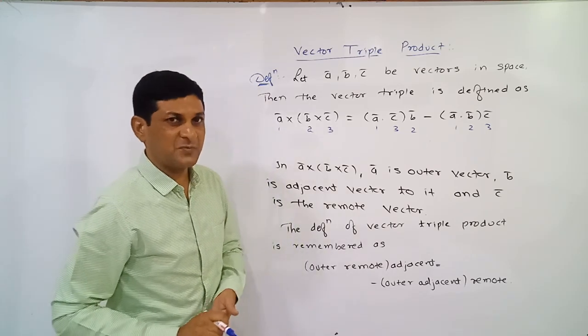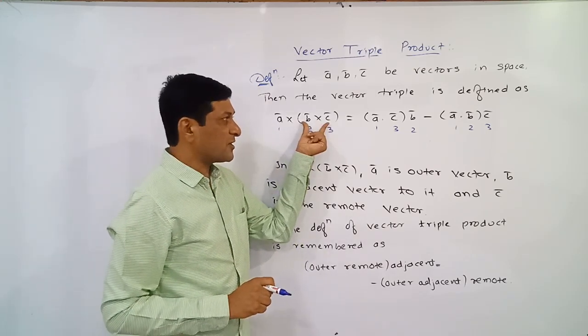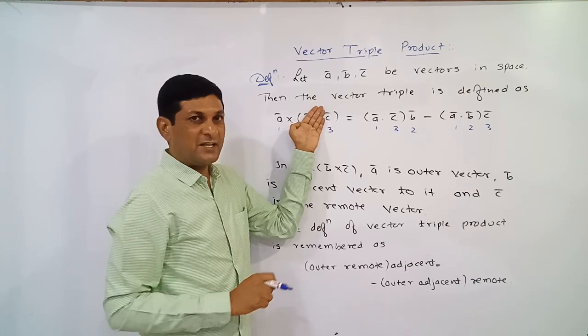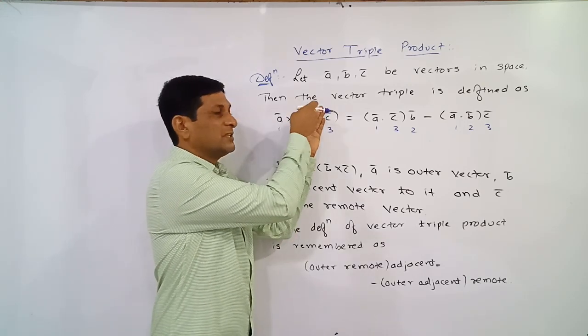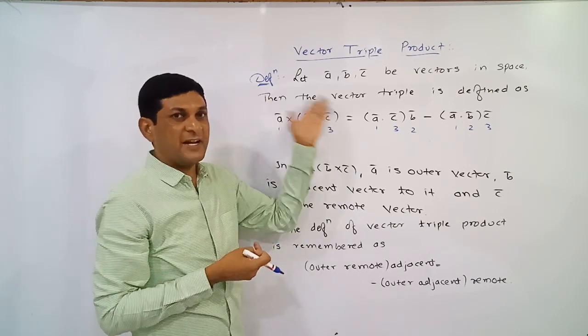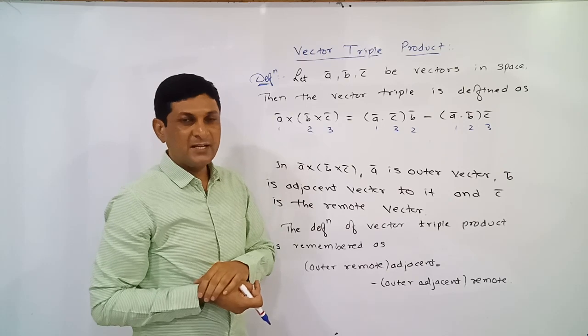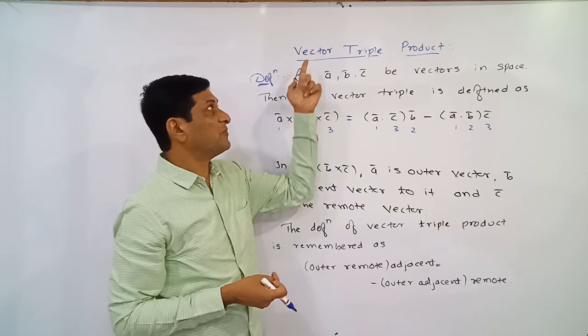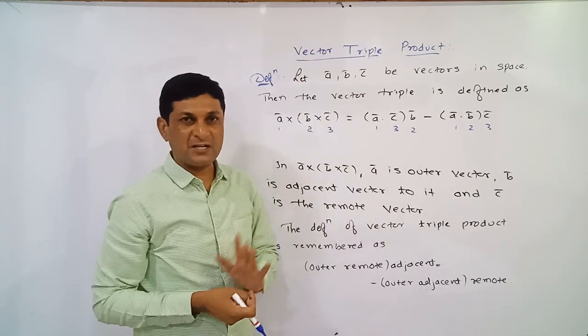Why can we say that it is a vector triple product? Because the cross product of two vectors is a new vector, and whatever new vector we are getting here, we are taking its cross product with A bar, and the cross product of two vectors is a vector quantity, meaning the final result will be a vector quantity. That's why if we take the product in this form, the result will be a vector. That's why it is called vector triple product.